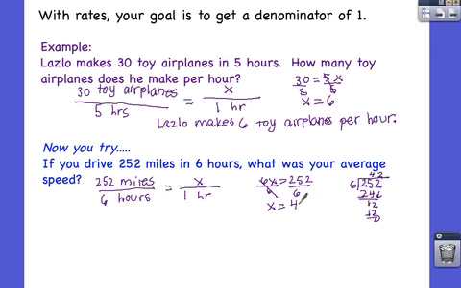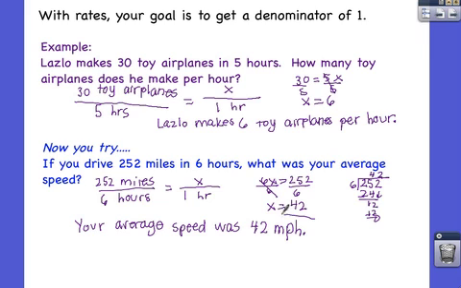And we get that x equals 42. So your average speed was 42 miles per hour.